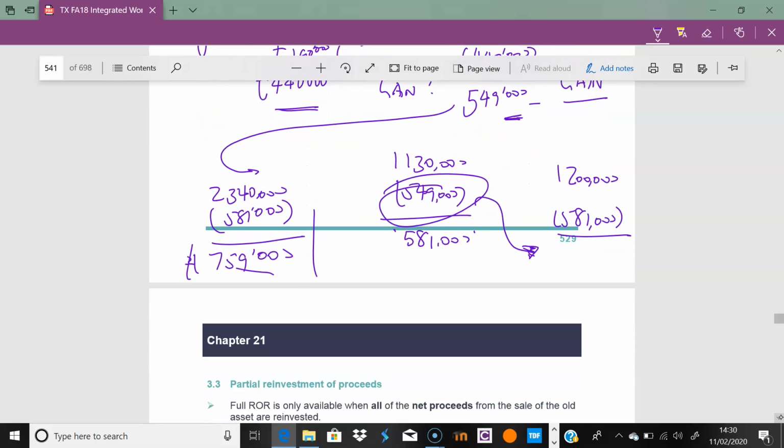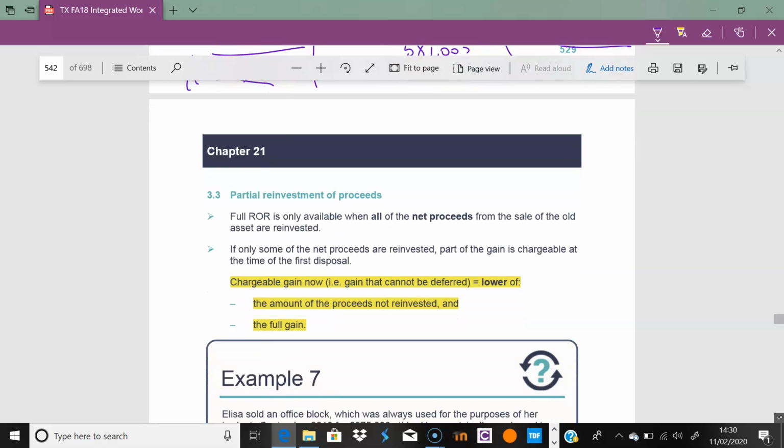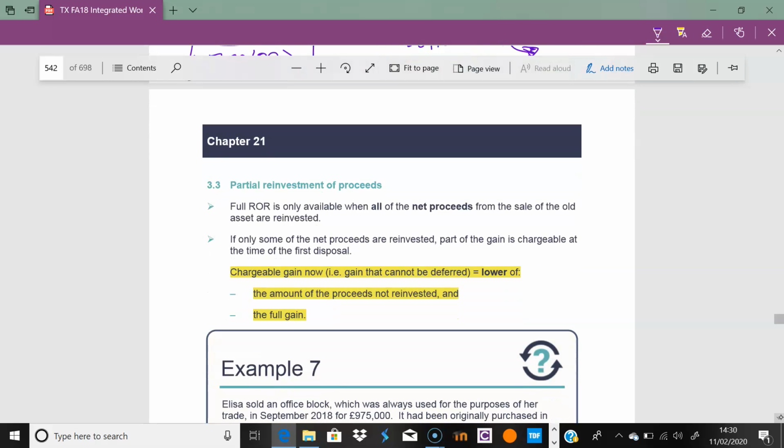That was because I used all my proceeds, right? Nothing different to when we talked about insurance. You must use all your proceeds. This is the issue. And the extent to which you do not use all your proceeds determines the extent of the gain that can be rolled over, right? Because whatever of your proceeds you don't use becomes realizable and chargeable straight away.